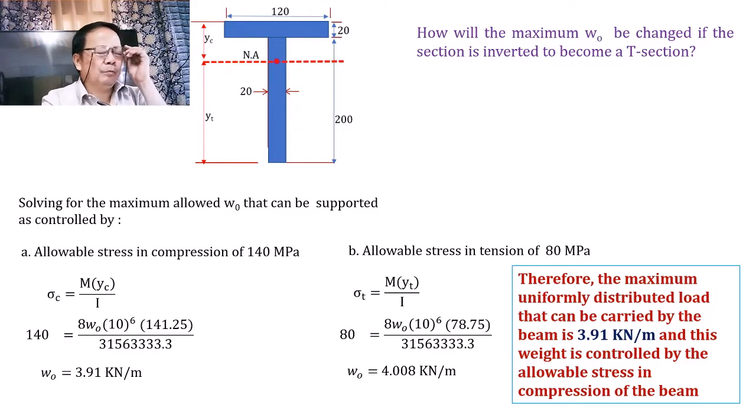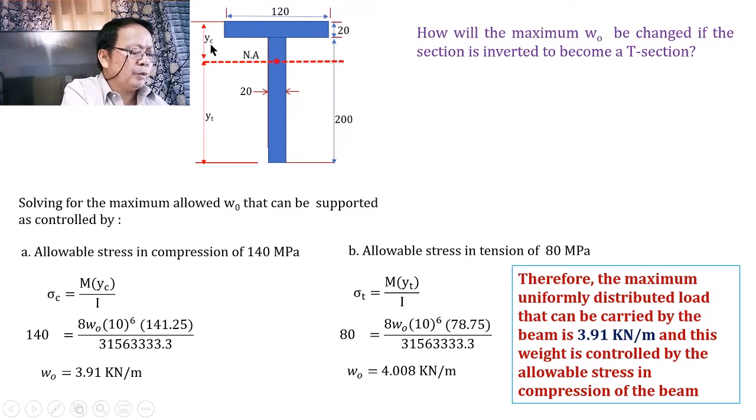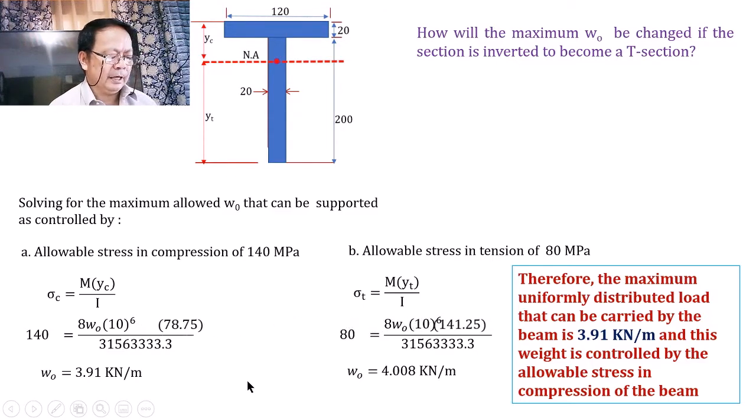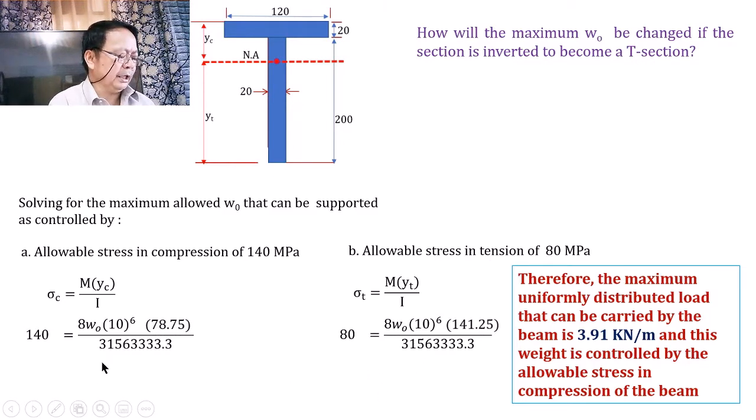So, if we go back and substitute into the formula, what will change? For compression at 140, this will be our Y sub C, and this Y sub C actually is 78.75. Whereas for tension, this is its Y sub T, and this Y sub T is 141.25. So if the orientation of the section is inverted, our Y sub C and Y sub T simply swap. Since they swap, our W sub O will change. The W sub O here will become 7.01.